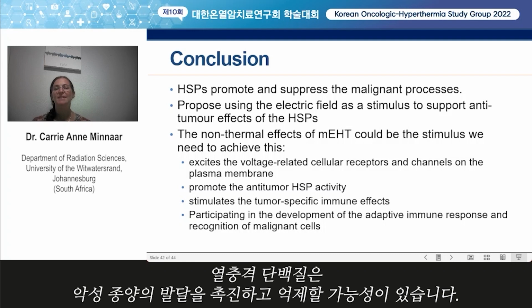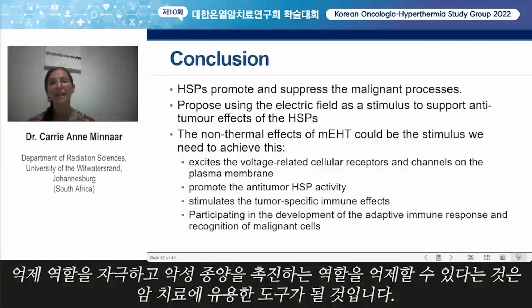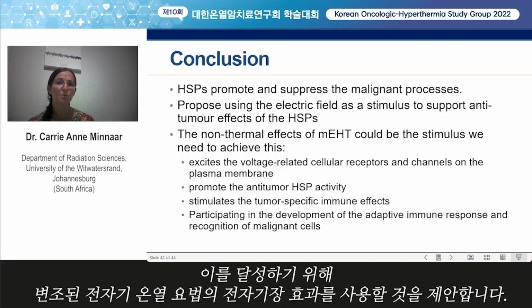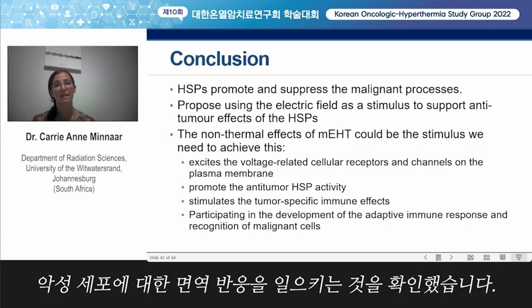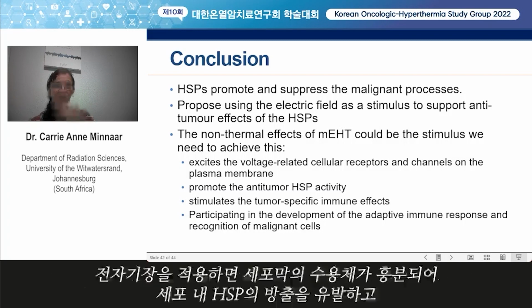So heat shock proteins have the potential to both promote and suppress the development of malignancies. Being able to stimulate their suppressive roles and inhibit their promotion of malignancy would be a very helpful tool for the treatment of cancer. We propose using the electric field effects of modulated electrohyperthermia to achieve this. We've seen that the non-thermal effects result in damage to the malignant cells, which ultimately leads to the recognition of the malignant cells by the immune system and the development of an immune response to the malignant cells.